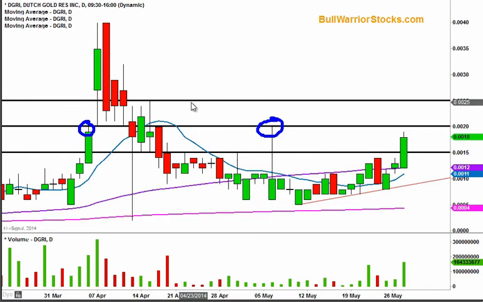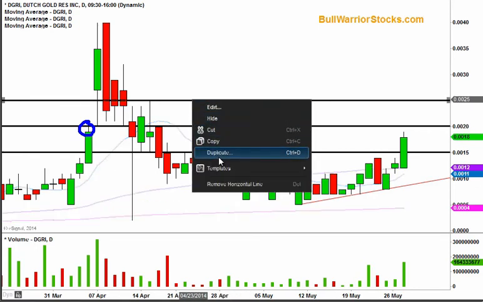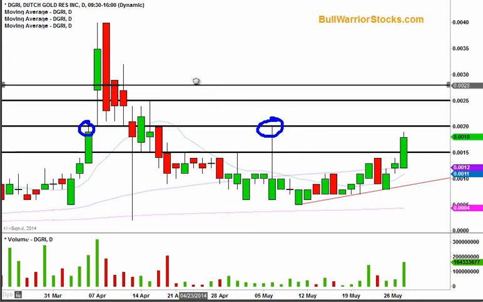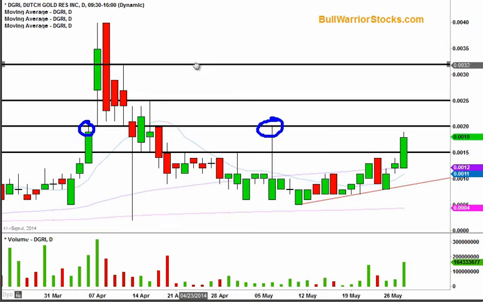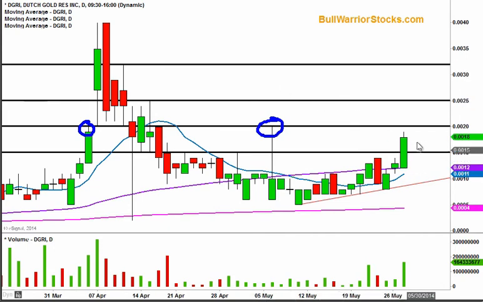and then after 0.0025, the next one is not until well over 0.003. So if this move can continue up, there are some decent-sized spaces between these levels of resistance. So it'll be interesting to see what happens.